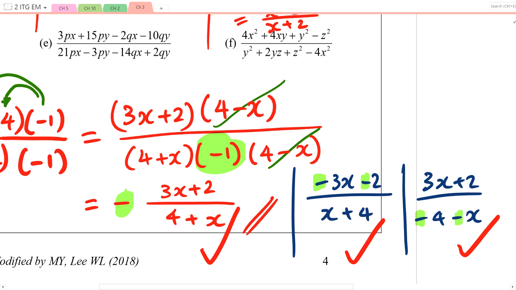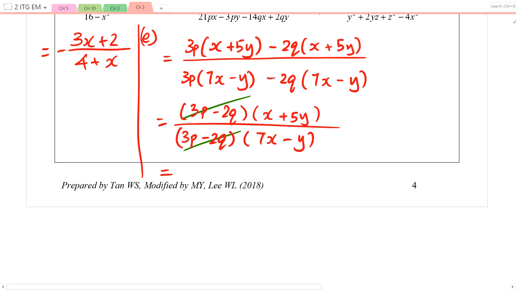Would you like to try part E in class or at home? Class, because you want me to help you, isn't it? Okay. And you're left with the answer. X plus 5y over 7x minus y.